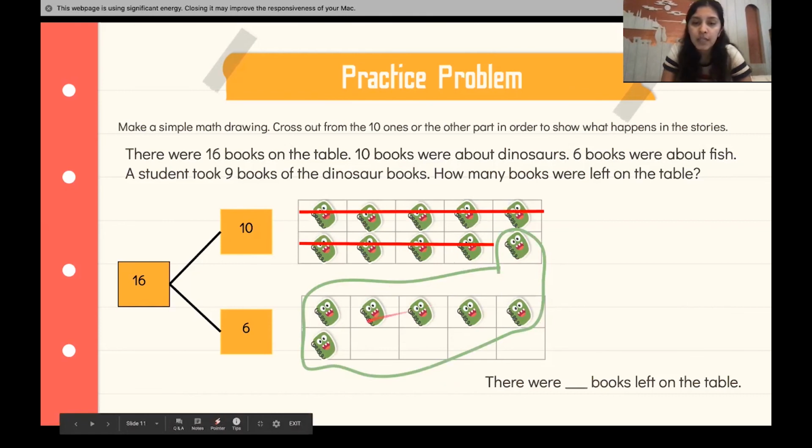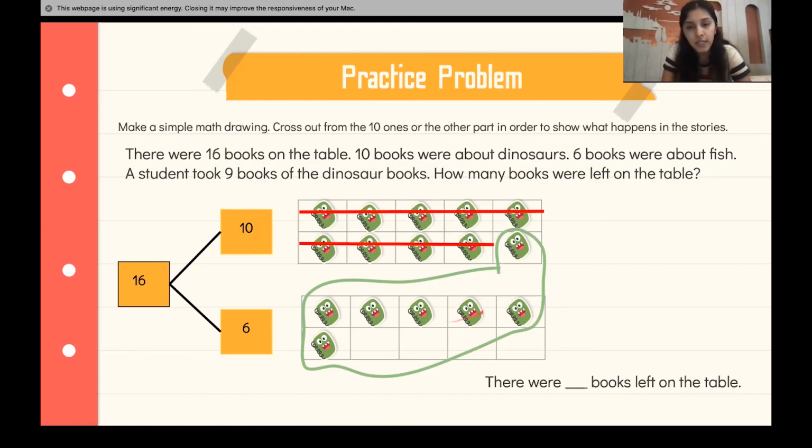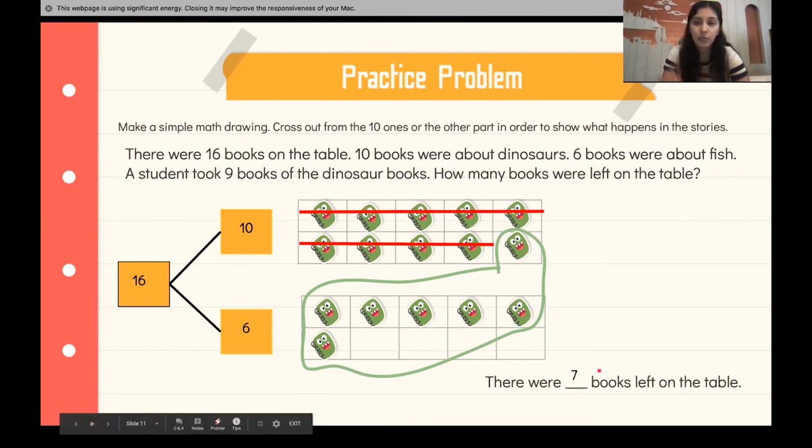So let's see, how many were here? 6, right? So 6 plus 1. So, right, how many are there left? 6 plus 1, 7. So there were 7 books left on the table. Nice work.